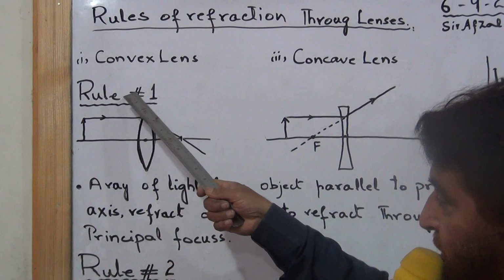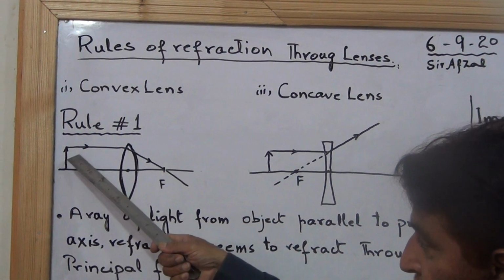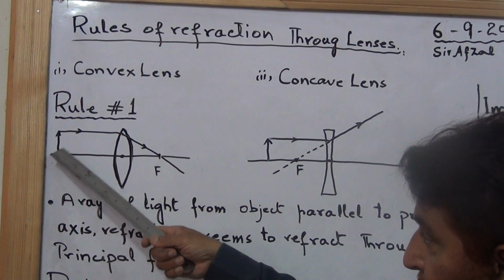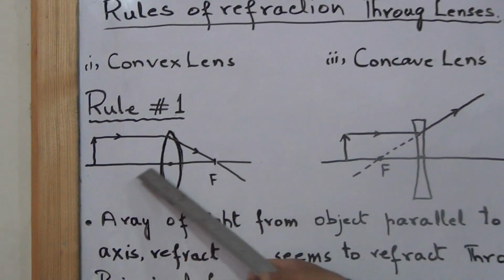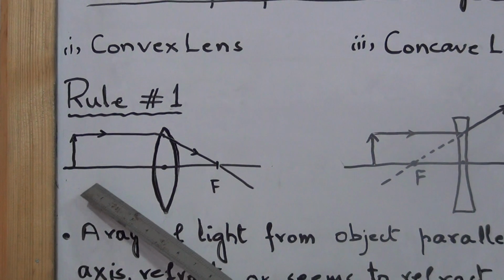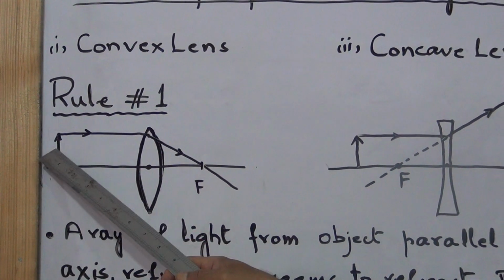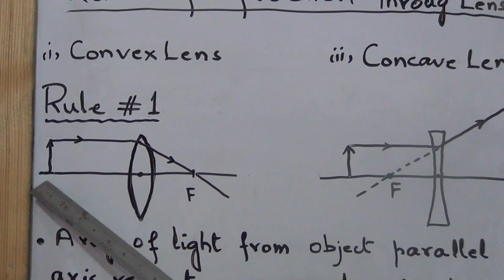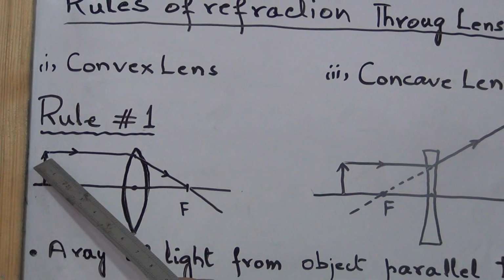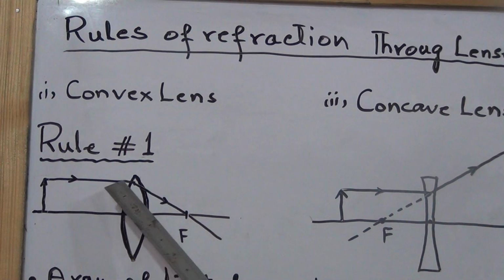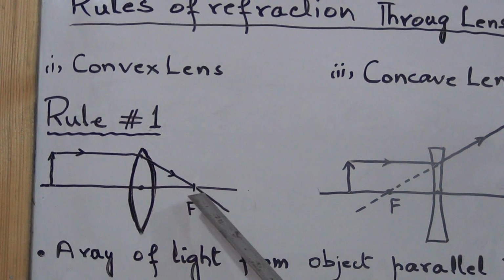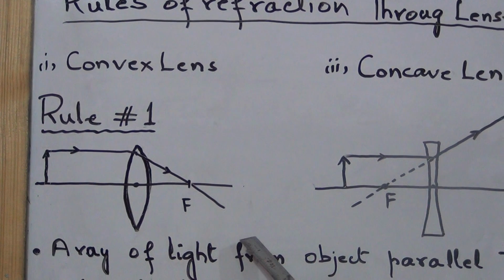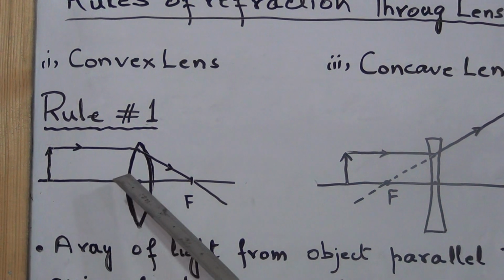Rule number one, look at a ray of light parallel to the principal axis. This central line is the principal axis, and the ray of light from the object, this arrowhead is the object, coming from the object, enters into the lens and refracts through the principal focus. So this is rule number one.